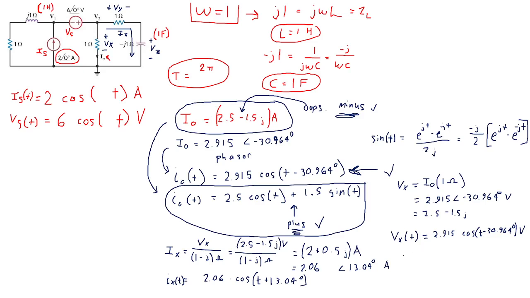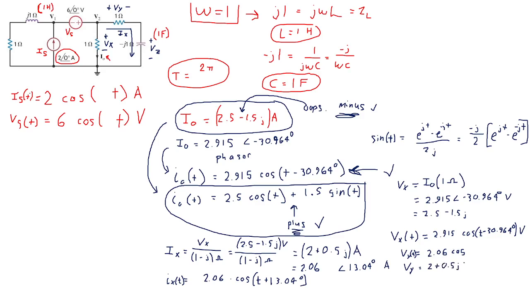just because we know that's a 1 ohm resistor, if we multiply this current by 1 ohm, we're going to get 2.06 cosine of t plus 13.04 degrees volts, which is the same thing we would get if we multiplied the phasor by 1 ohm. So you just get the same looking phasor, but now it's volts instead of amperes. We know Vx, we know Vy. Now everything should be consistent.